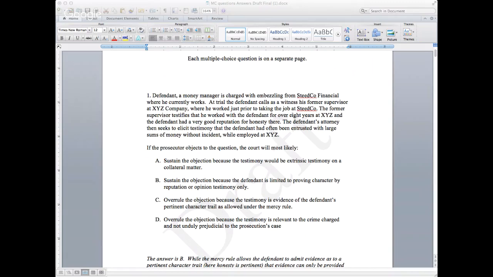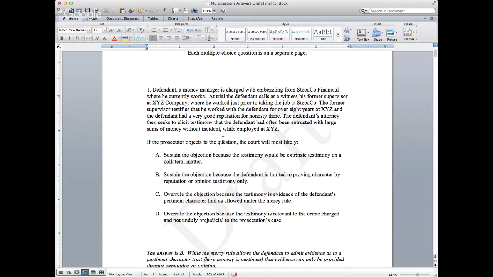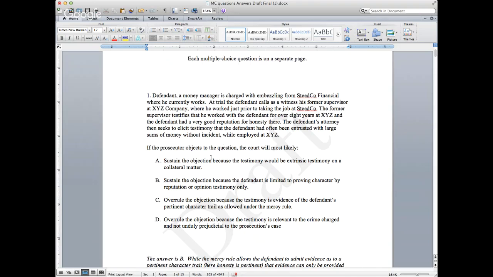So let me start with question 1. Again, I'm going to start with the call of the question: if the prosecutor objects to the question, the court will most likely. Okay, so I see here prosecutor objects to the question, so I know I'm in a criminal trial. This call of the question doesn't really give me a lot, so I'm just going to go right into the question to see what we're looking at.